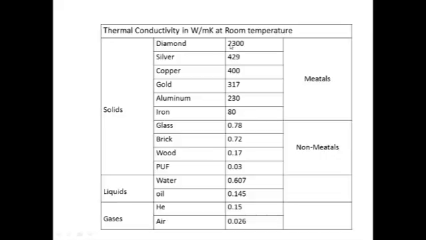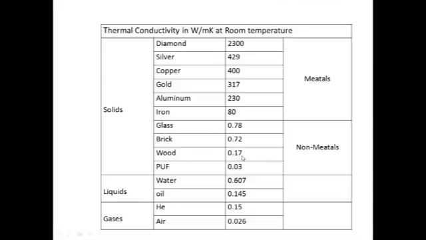As we have seen, diamond exhibits the highest thermal conductivity, 2300, followed by silver at around 429 watt per meter Kelvin, copper 400, aluminum 230, iron 80. Non-metals like glass exhibit 0.78, very poor thermal conductivity. See, the density of glass is more than the density of iron. Still, because of fewer free electrons, the glass exhibits poor thermal conductivity.